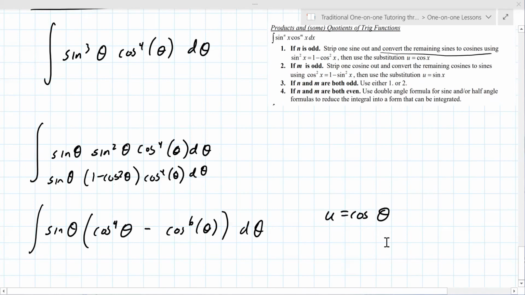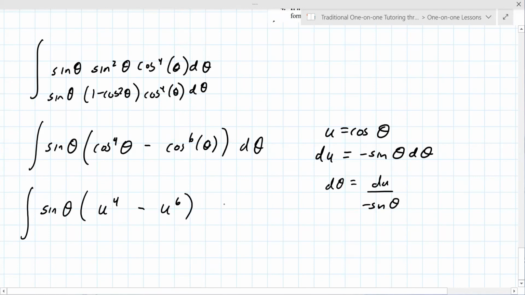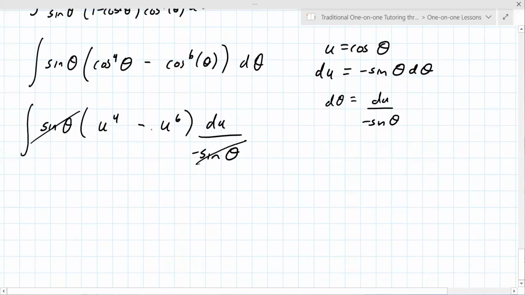So your du is minus sine theta d theta, like you're asking for. So when you solve for d theta, it's du over minus sine theta. So when you sub in here, you get sine theta, u to the 4th minus u to the 6th. D theta is du over minus sine theta, and there's a cancellation there. This negative can come inside here to make this u to the 6th minus u to the 4th du.